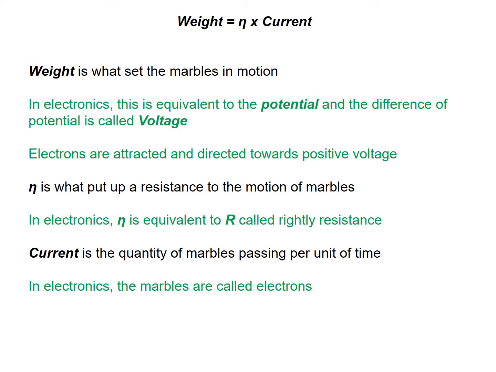By analogy with electronics, the weight is equivalent to the difference of potential called voltage. Between two different potentials, the electrons are always attracted towards the one with a higher value. Eta is equivalent to R for resistance. For the current, we just changed the marbles to electrons. So it is a quantity of electrons passing through cables, for example, per unit of time. And finally, writing the equivalent equation, we get the Ohm's law.